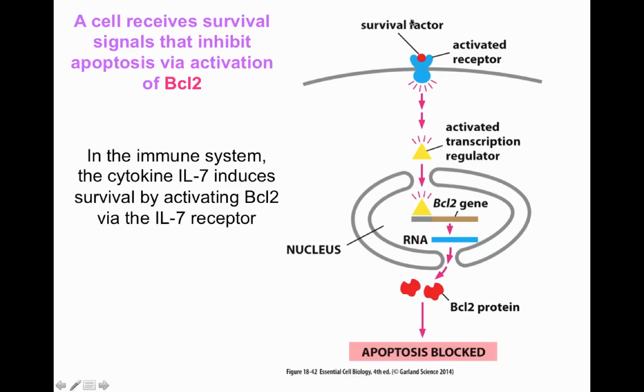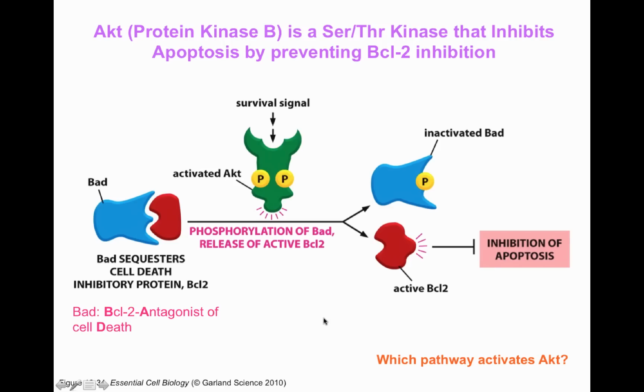So this is basically summarizing this image. A survival factor like interleukin-7 binds to its receptor, initiating a cascade of signals that is transduced and results in the production of Bcl-2 protein. And Bcl-2 will prevent apoptosis from happening. One way that we learned earlier to also prevent apoptosis is by the inactivation of the protein BAD, which binds Bcl-2. BAD is a Bcl-2 antagonist of cell survival. So BAD protein binds to Bcl-2, maintaining it inactive. If BAD binds Bcl-2, the cell will die by apoptosis.